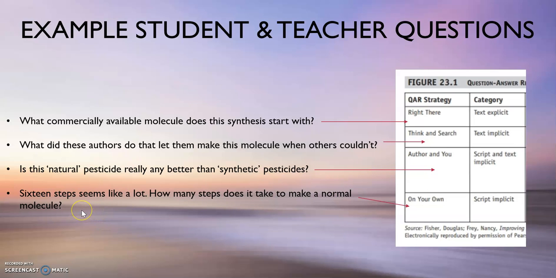Finally, 16 steps seems like a lot. How many steps does it take to make a normal molecule? This question is based on the text in that it refers to the number of steps that is required to make prosaenol, but the answer is not found anywhere in the text. This is something that students must either know from background knowledge or find out from a different text. So this is an on your own question.